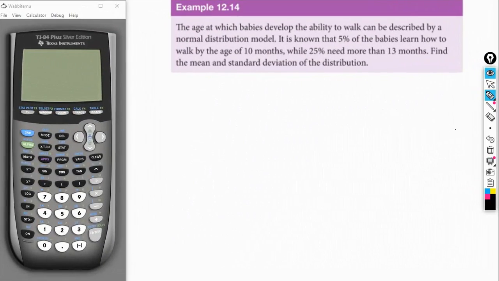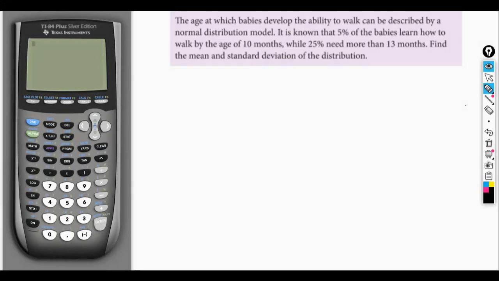We finish this video by doing example 12.14. And it says, the age at which babies develop the ability to walk can be described by a normal distribution model. It is known that 5% of the babies learn how to walk by the age of 10 months, while 25% need more than 13 months. Find the mean and the standard deviation of the distribution.